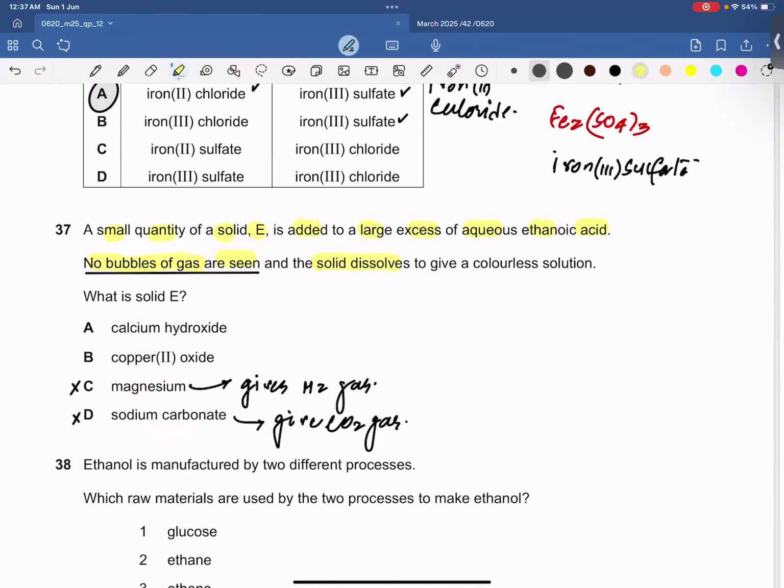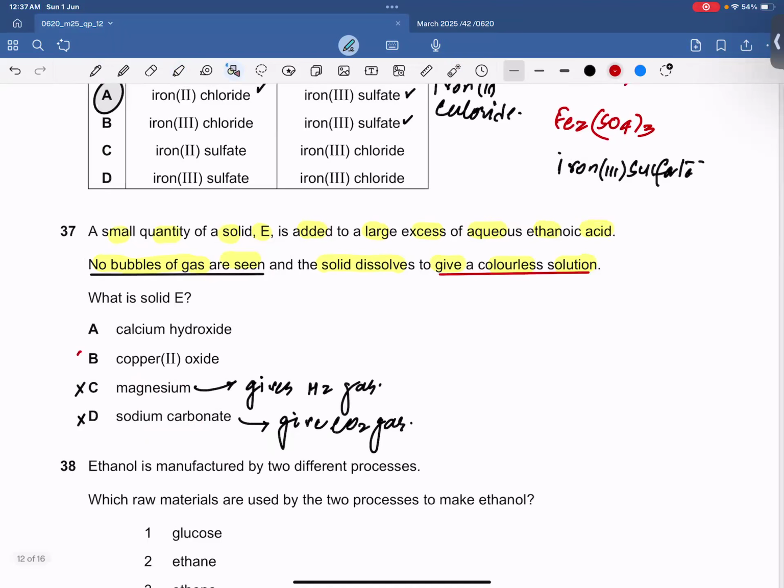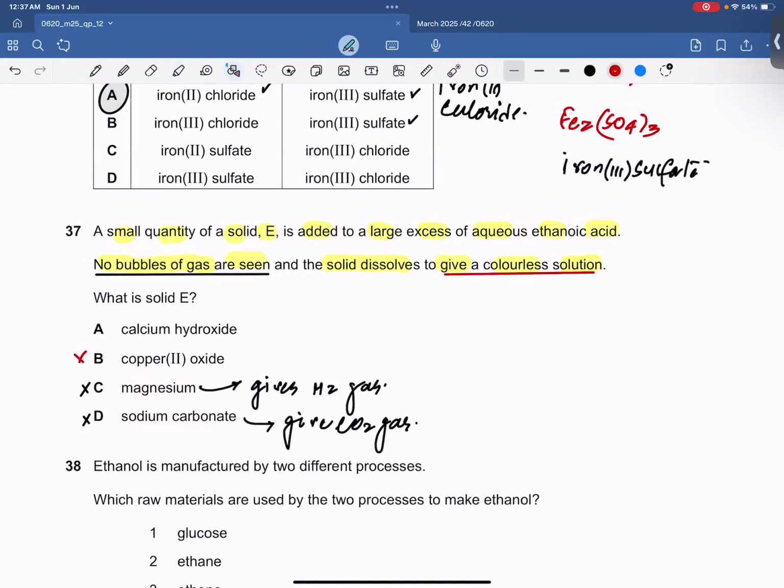Solid dissolves, all right, to give a colorless solution. Another very important aspect, a colorless solution. So obviously option B is also incorrect, because whenever it reacts with acid, it will turn to sodium ethanoate. And this, not sodium ethanoate, hold on. It gives copper ethanoate. And copper ethanoate gives blue color. All right, so obviously the answer is going to be A.